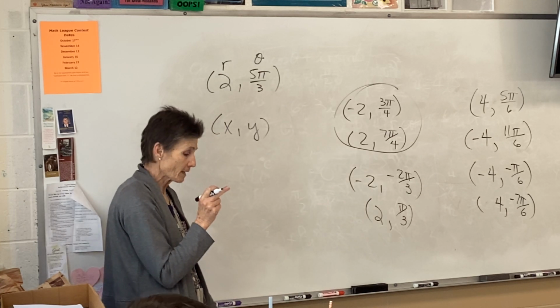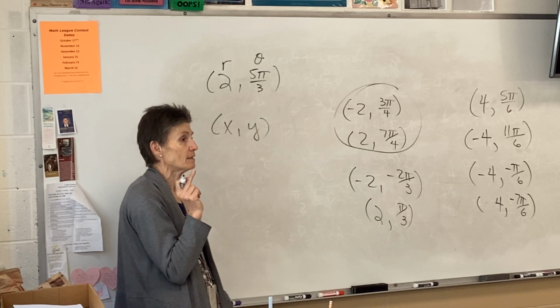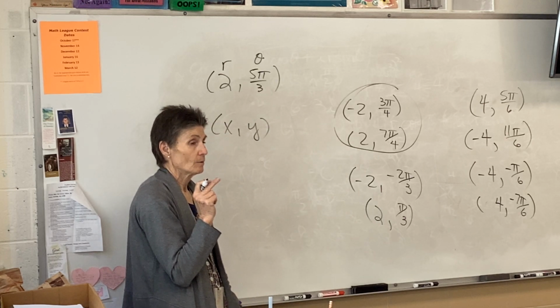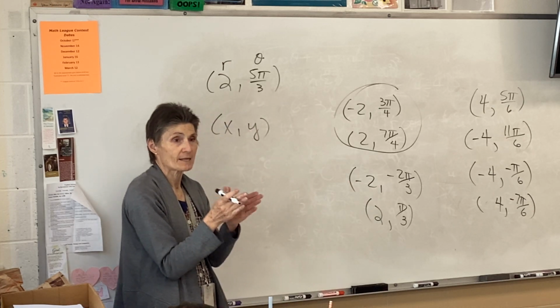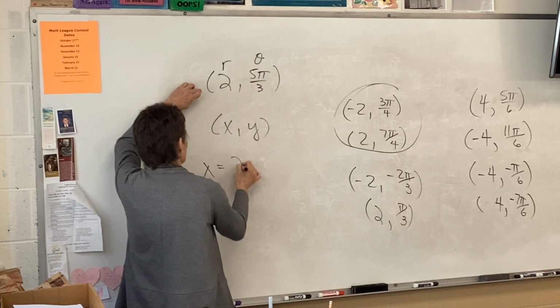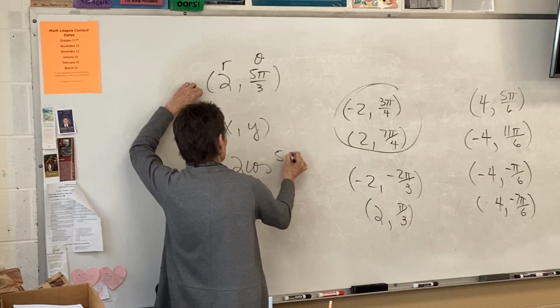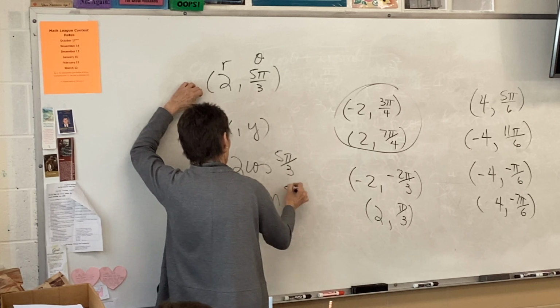Let's look at the directions for problem number 10. It says I want to find x and y. Okay, so we're shifting gears, it's a different problem. How do I find x and y? Exactly. X is going to be 2 cosine 5 pi over 3, and y is going to be 2 sine 5 pi over 3.